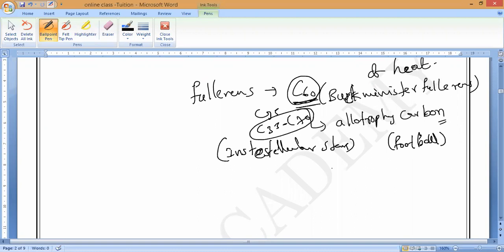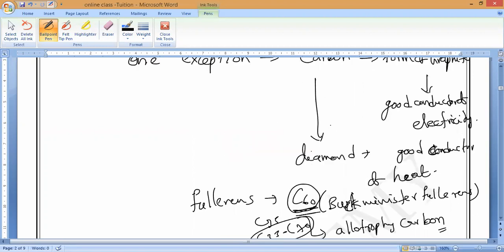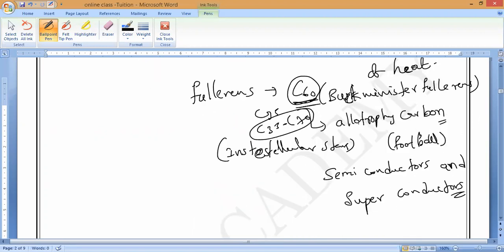So these are semiconductors, and sometimes they are superconductors. Anyhow, these fullerenes are not needed for you, but diamond and graphite we have to use. If you observe here, graphite is the only exception which is a good conductor of electricity.